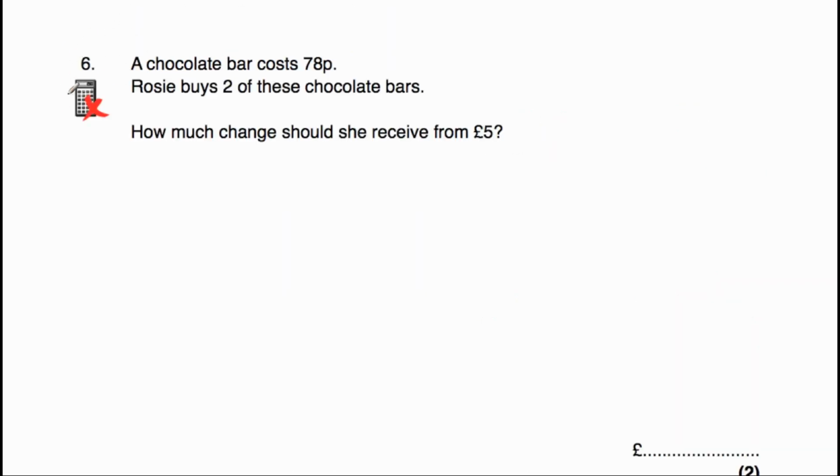Okay, let's have a look at question number 6. So question number 6 says a chocolate bar costs 78 pence and Rosie buys 2 of those chocolate bars.